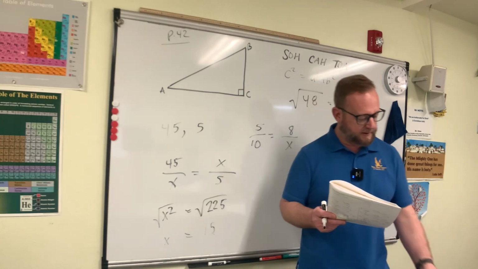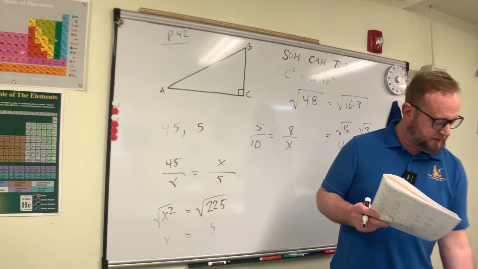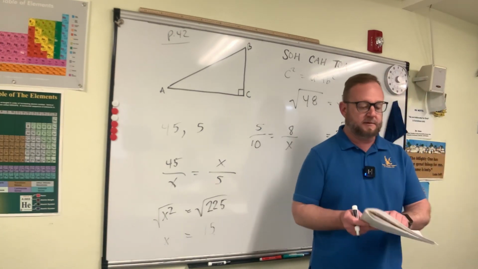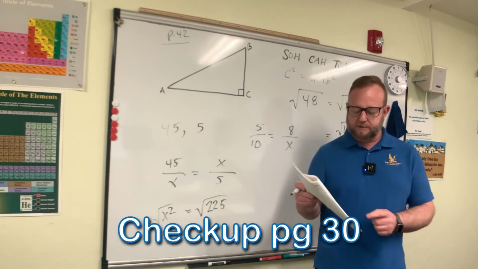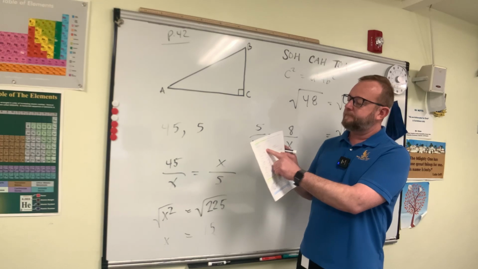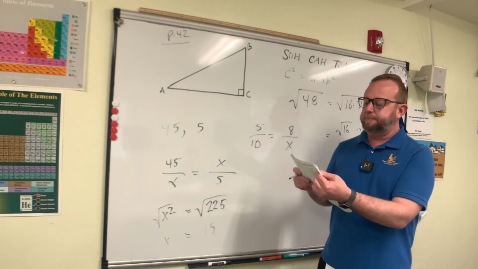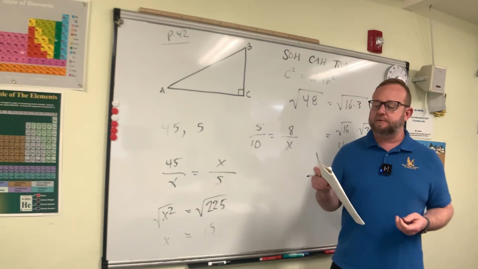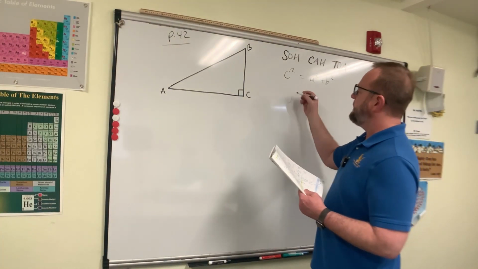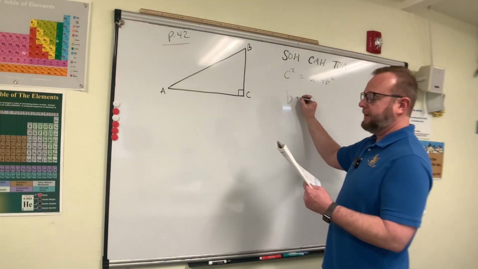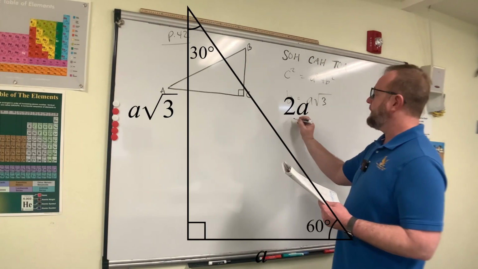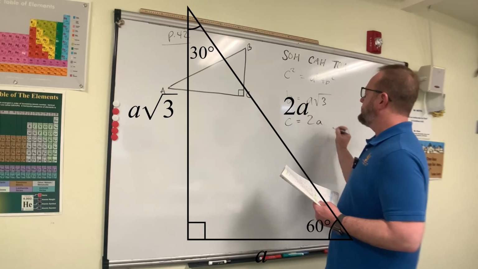On page 29. The next section is use the 30-60 right triangle theorem to find unknown lengths of sides of right triangles. That is on page 30. You've got a 30-60 right triangle drawn for you up here. Do you remember the 30-60 right triangle theorem? What does that tell you? Do you remember this? We're losing our marker. B equals A square root of 3. And C equals 2A.